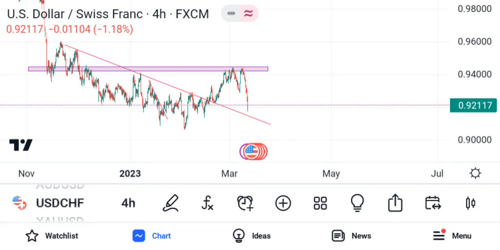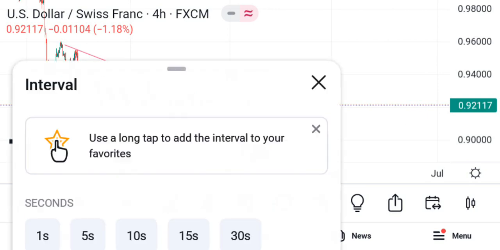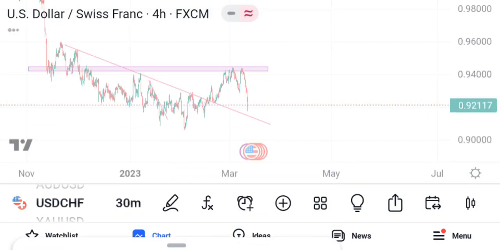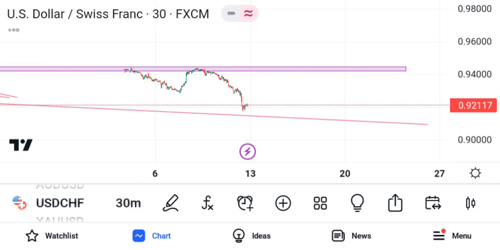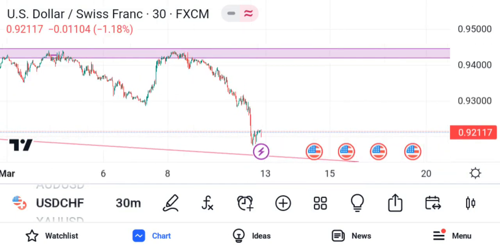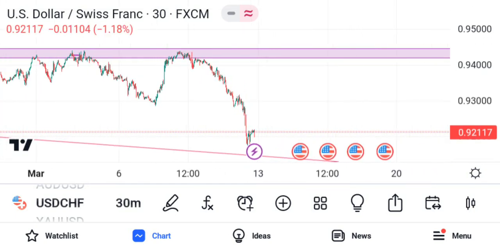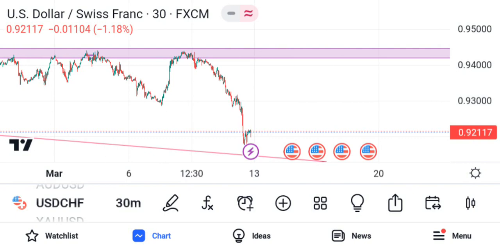So I waited for the market to come to an area of value, which is this resistance here in the 4 hours. Lately price got there. What I did was I went down to the lower time frame, which is the 30 minutes, and I waited for a market structure trend line break. Immediately I got the trend line break, I waited for a market structure change, which is an indication that price is about to move in the opposite direction, and I got that.